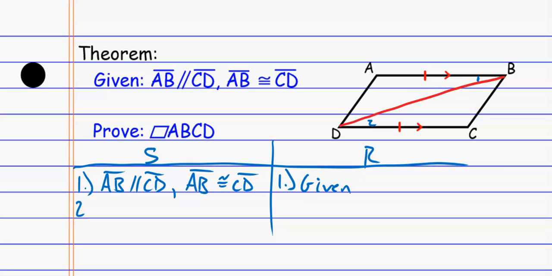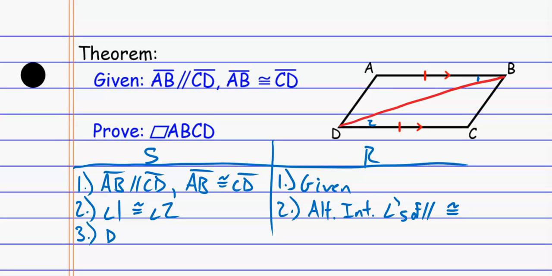I'm going to go right to just saying, okay, well, if I draw that thing, I know that angle 1 is congruent to angle 2. And that's because of alternate interior angles of parallel lines. Okay, so alternate interior angles of parallel lines are congruent. And then from here, I could say that something like DB is congruent to itself. And that's my reflexive property.